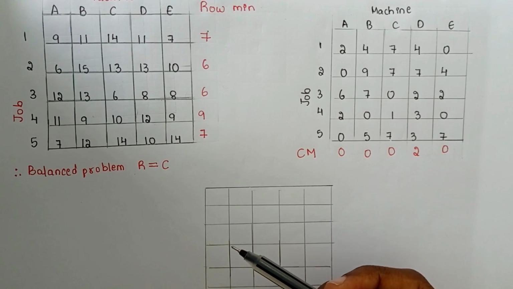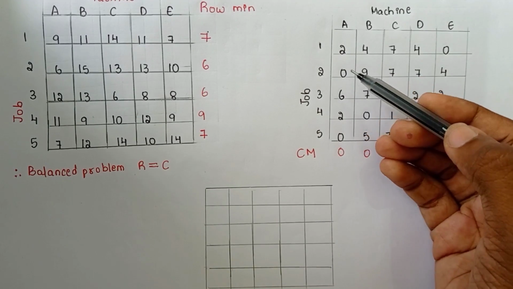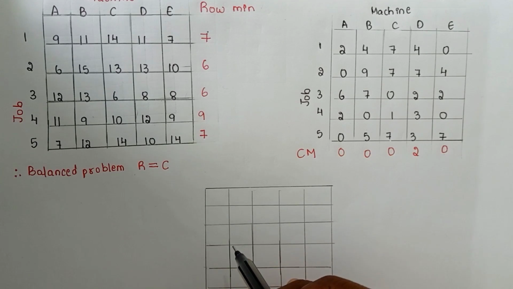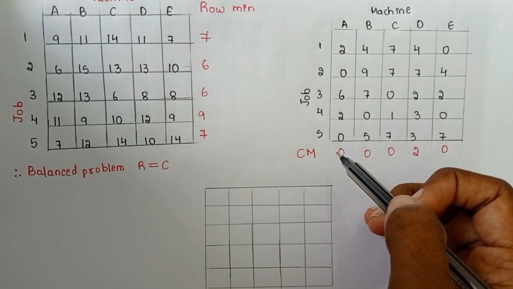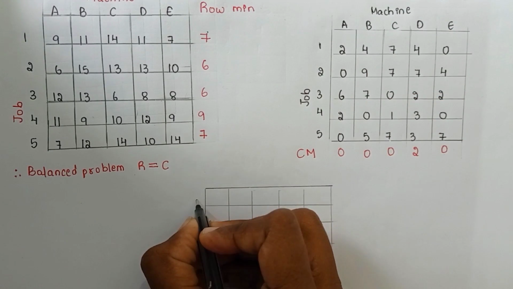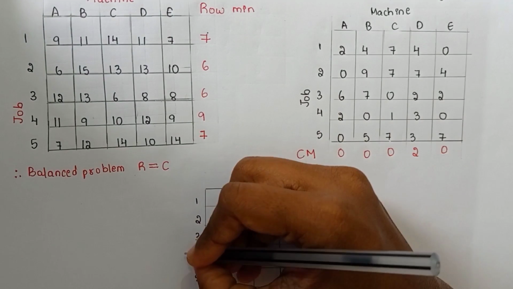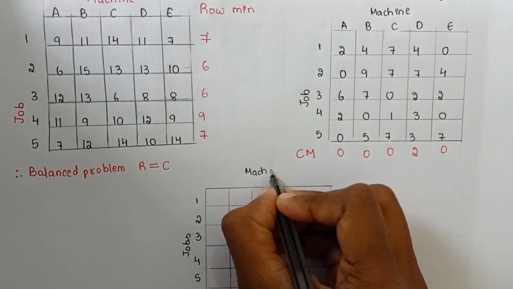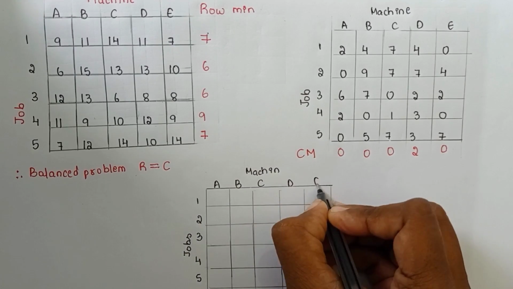So this is our third matrix. We are done with the column minimization. That is, we have identified the minimum values in the column. So now in this matrix, we have to write a modified solution. That is, we have to write the values after deducting these minimized values from the column. So let me write the same matrix: 1, 2, 3, 4 and 5. This is jobs and this is machine. A, B, C, D and E.